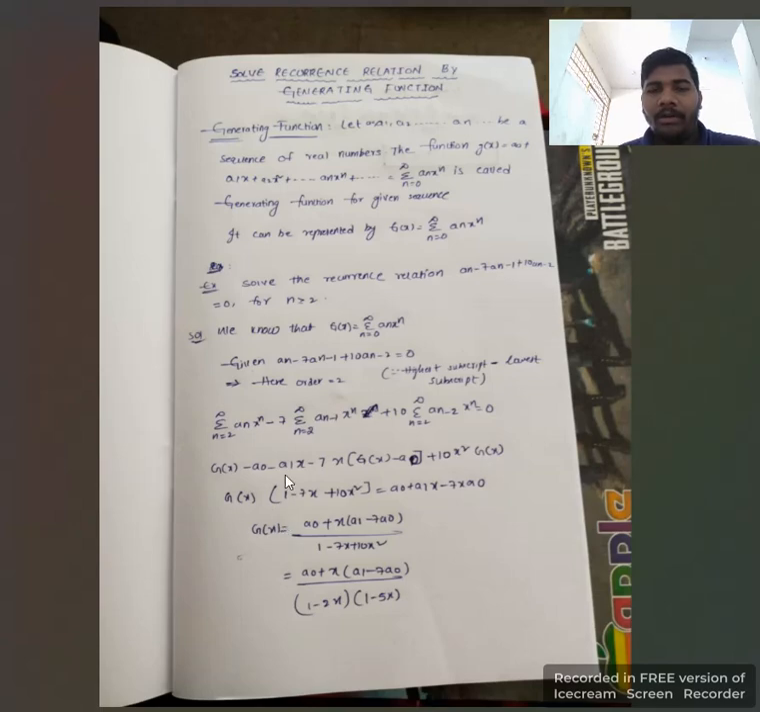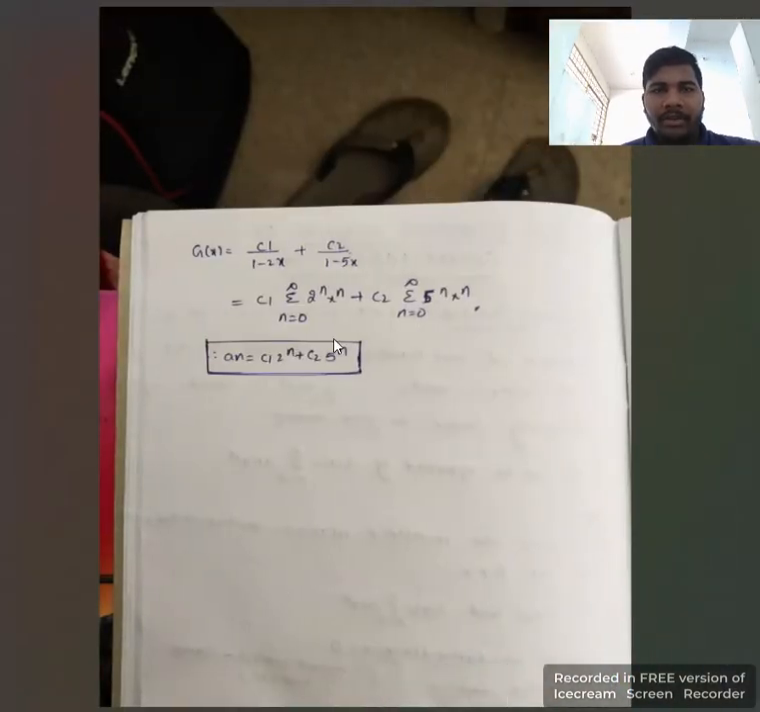Then, taking this term to the other side and dividing, the equation looks like this: g of x equals a0 plus x a1 minus 7 a0, divided by 1 minus 7x plus 10 x square. Then the equation becomes, by the factorization method, 1 minus 7x plus 10 x square is 1 minus 2x into 1 minus 5x. Then g of x equal to c1 by 1 minus 2x plus c2 by 1 minus 5x.